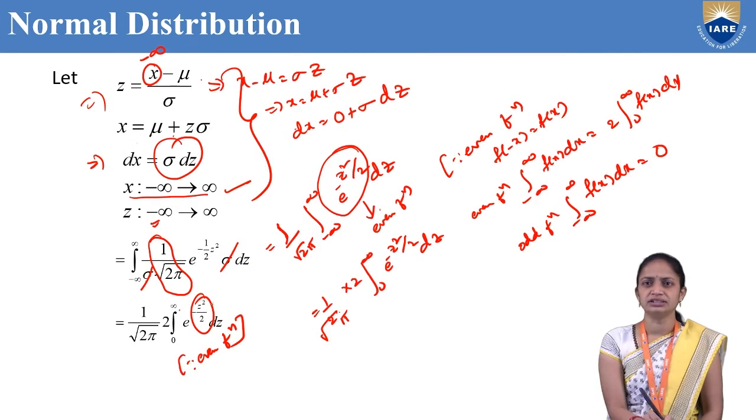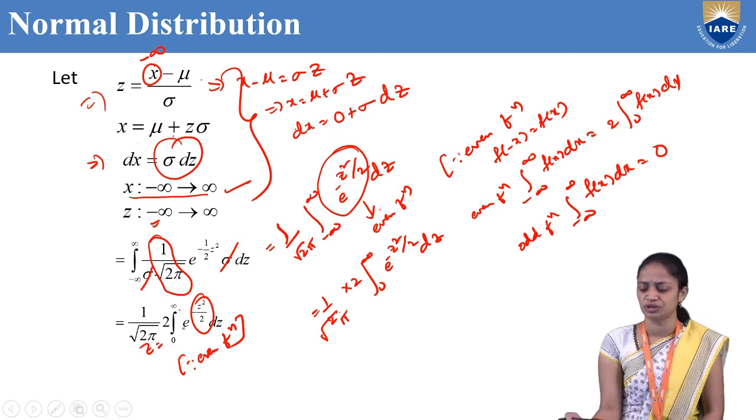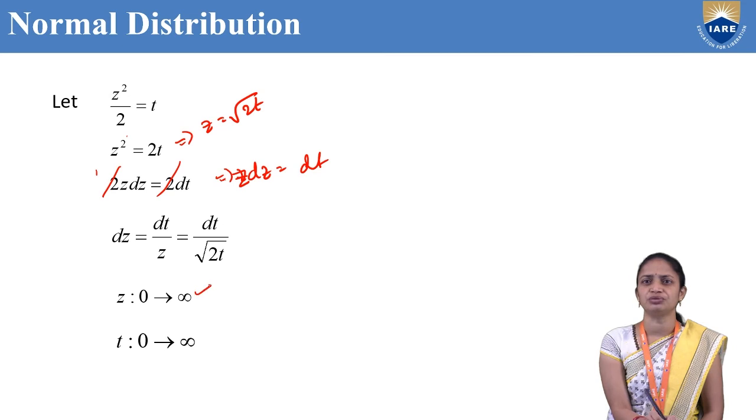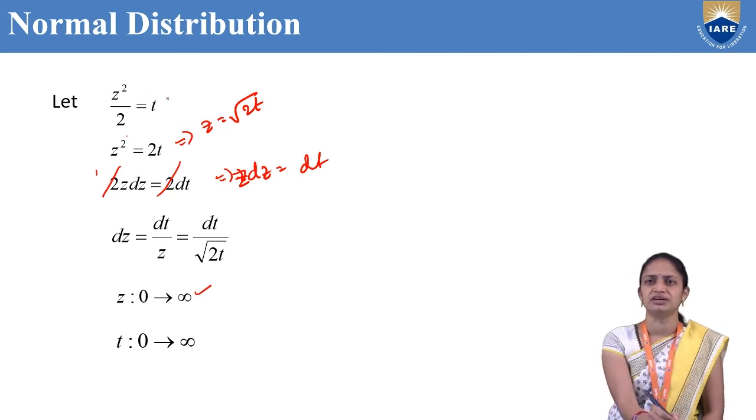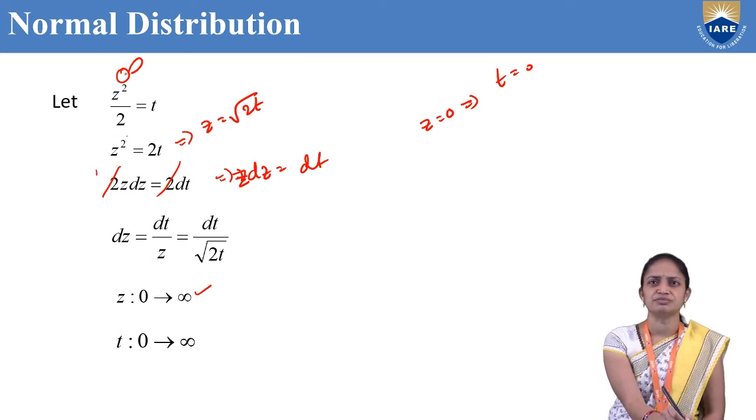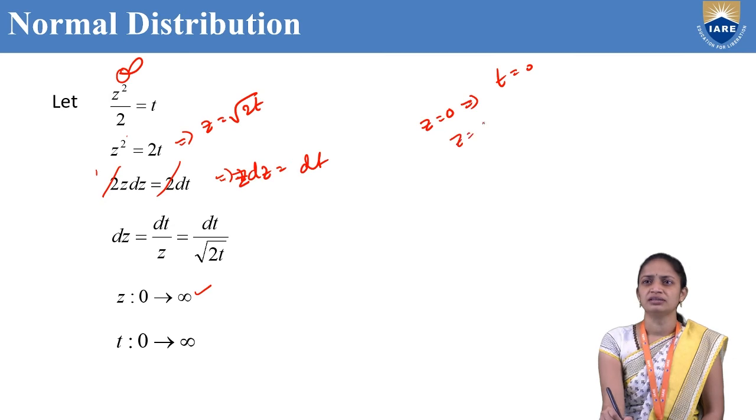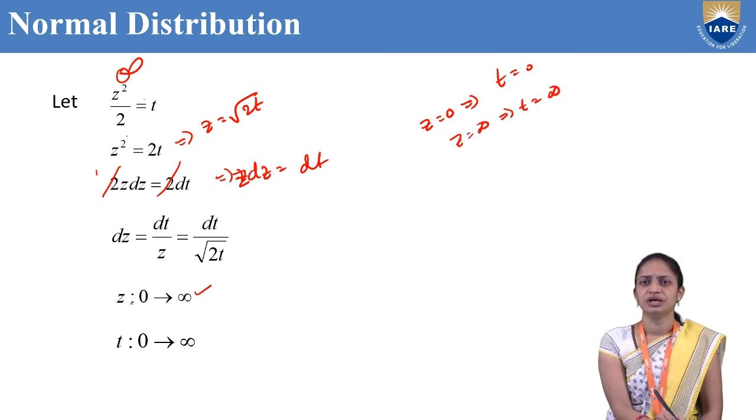So here, all we are doing is with respect to z, no? That's why these limits are z limits. z is from 0 to infinity. If I substitute z equal to 0, then t is also 0. If I substitute z equal to infinity, then in this equation t is also infinity. So there is no change in the limits. If z is from 0 to infinity, then t is also 0 to infinity.